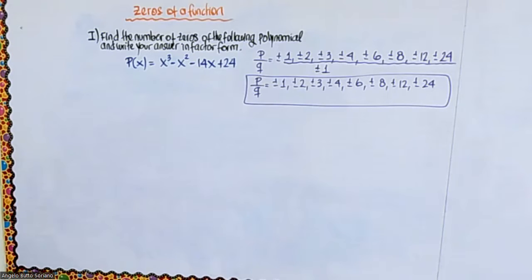For example, remember the combinations: positive negative 1, 2, 3, 4, 6, 8, 12, and 24. We have to choose one of them. Which one would you like to choose?